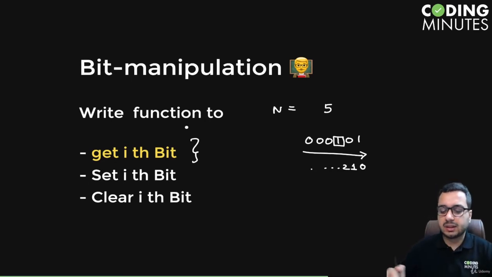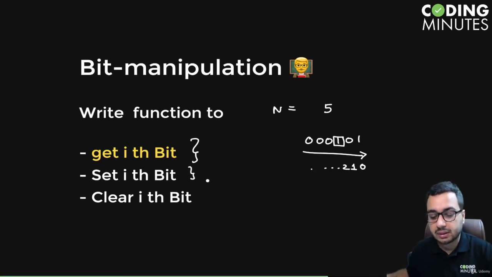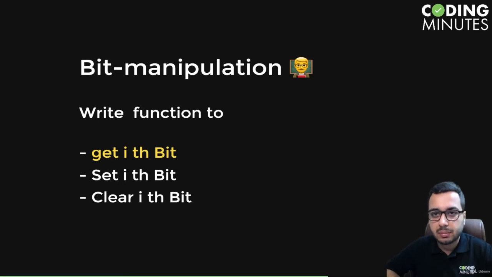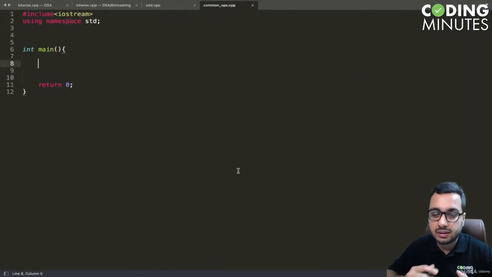Similarly there would be a function like set ith bit or update ith bit, then clear ith bit, then clear a range of bits. So we are going to see multiple functions in this set of lectures. So let us start with the first one.